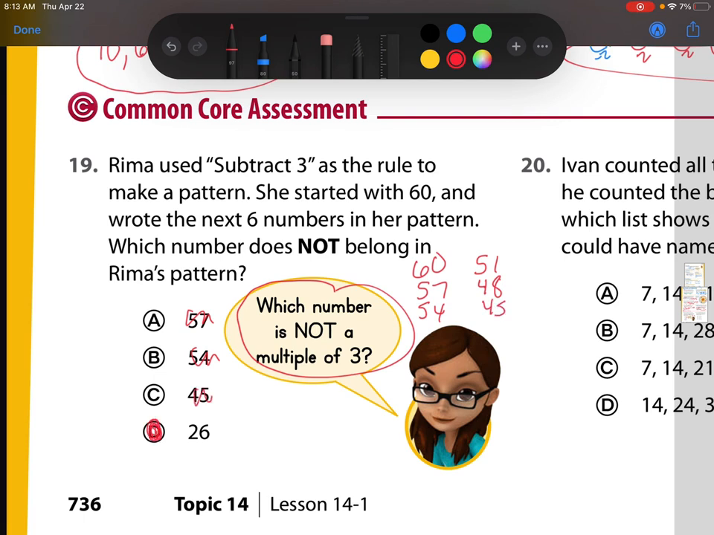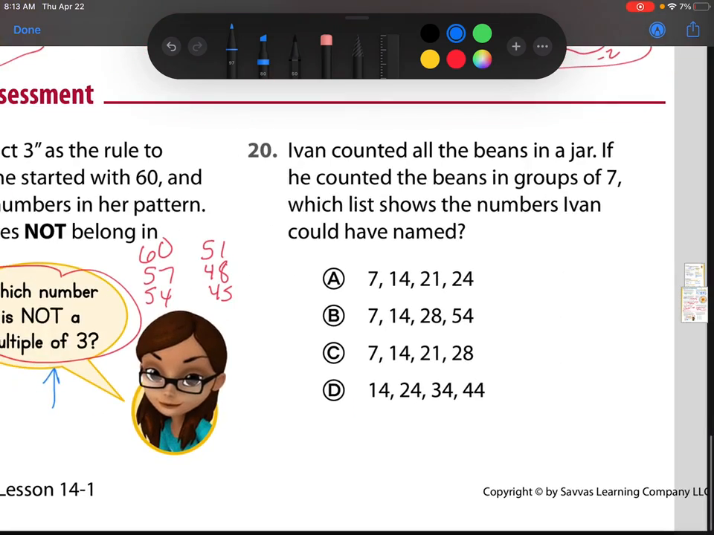Now, let's check, because I think she's giving us a hint here as well. Which one's not a multiple of 3? Well, if you remember, we can find multiples of 3 by adding those digits and seeing if they equal a multiple of 3. So this would be 12. 12 is a multiple. This would be 9. 9 is a multiple. This would be 9. That's a multiple. This would be 8. And when I added 2 plus 6 to get 8, 8 is not a multiple of 3, which confirms that this is my answer. That one's not part of our pattern.